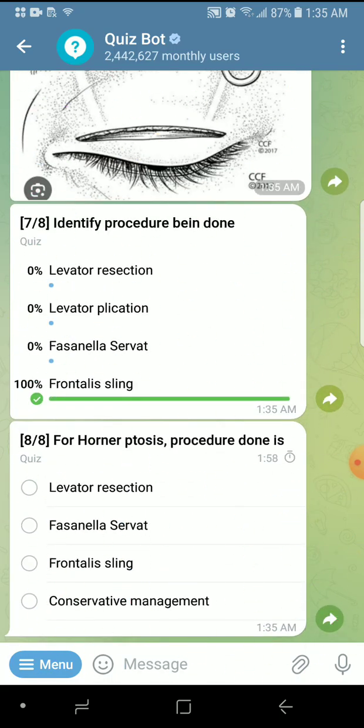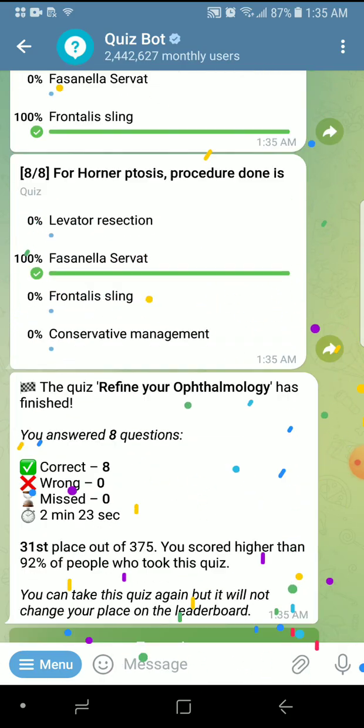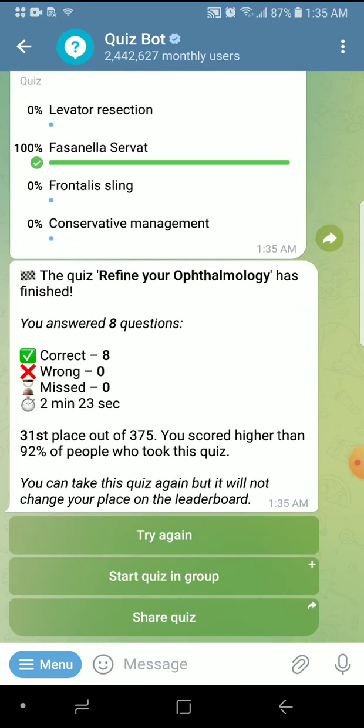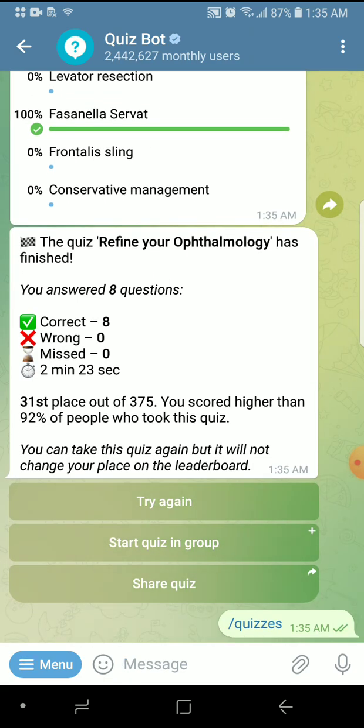and this material is fascia lata. I told you this story. This is a Mullerectomy, that is the Fasanella-Servat operation. So that's 8 questions on ptosis.